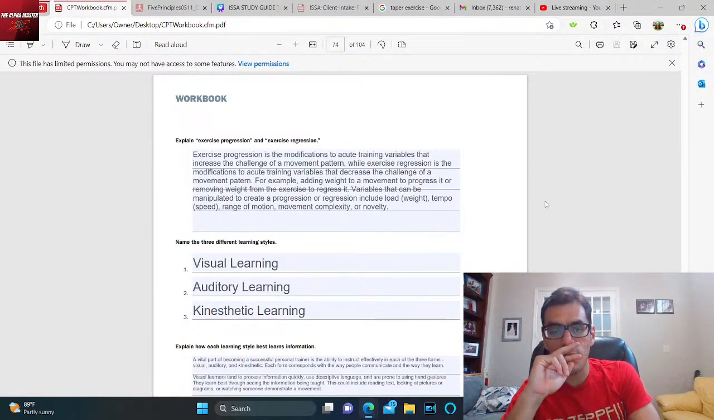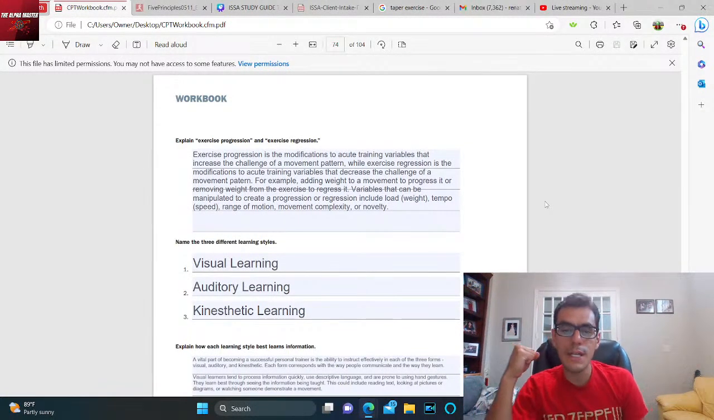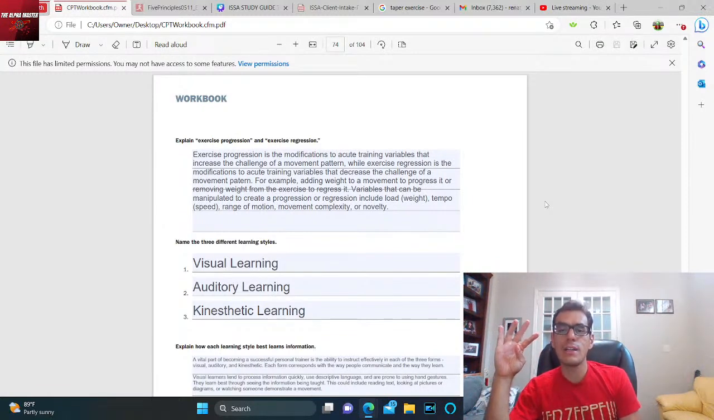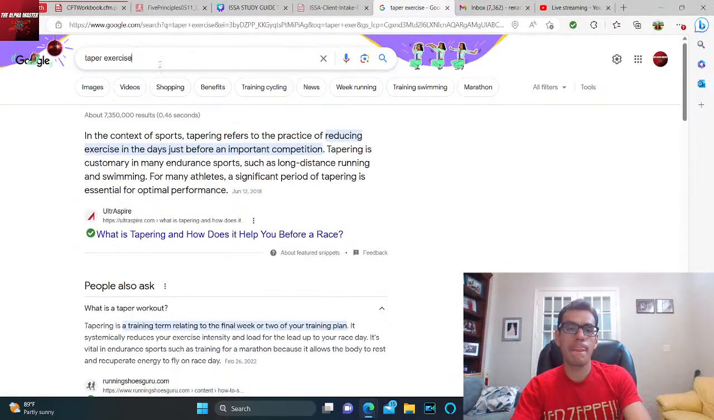The variables that can be manipulated to create a progression or regression include the load, the weight, the tempo, the speed, the range of motion, the movement complexity, and the novelty. What is the novelty? We're gonna see.